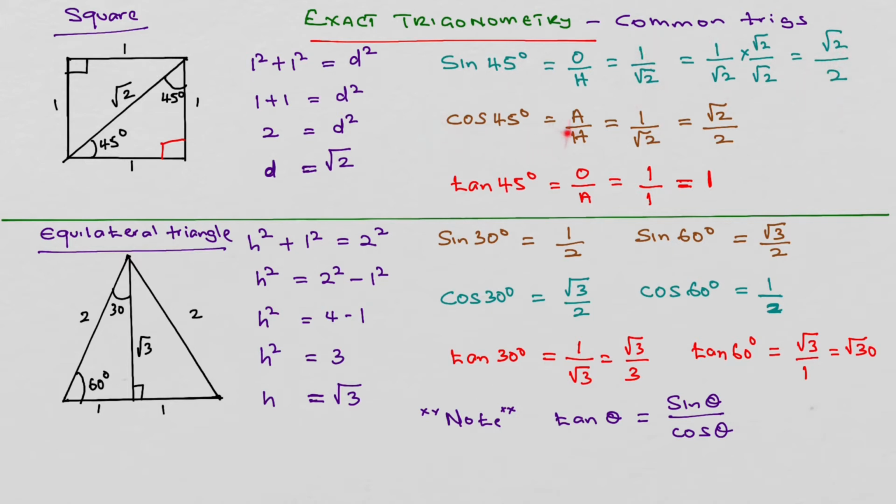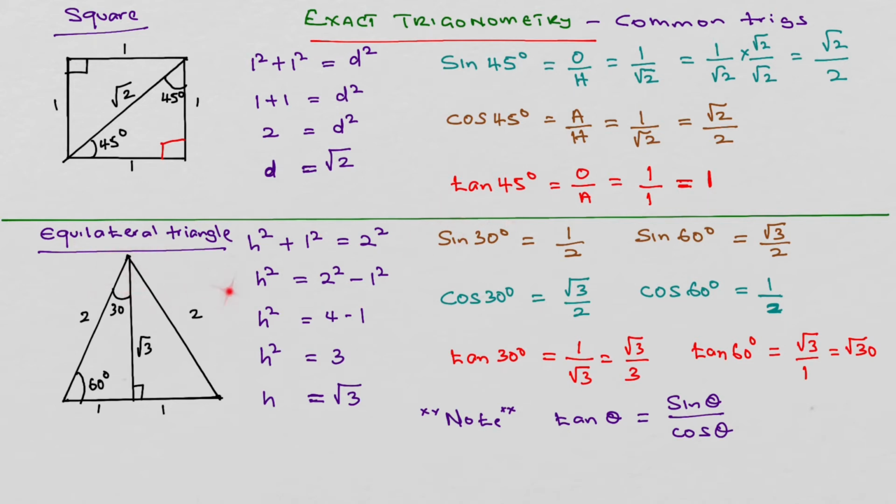Likewise, cos 45 degrees is adjacent over hypotenuse, which is also 1 over root 2, or root 2 over 2. So sine 45 and cos 45 are the same. Tan 45 is opposite over adjacent, which is 1 over 1, which is 1.